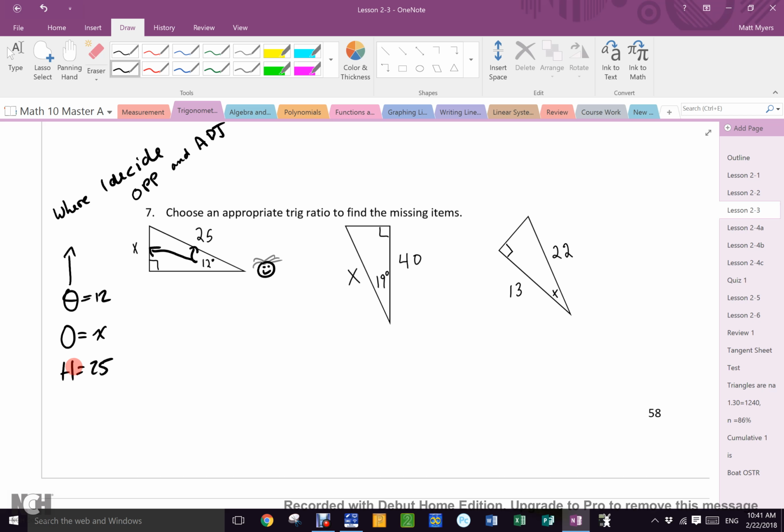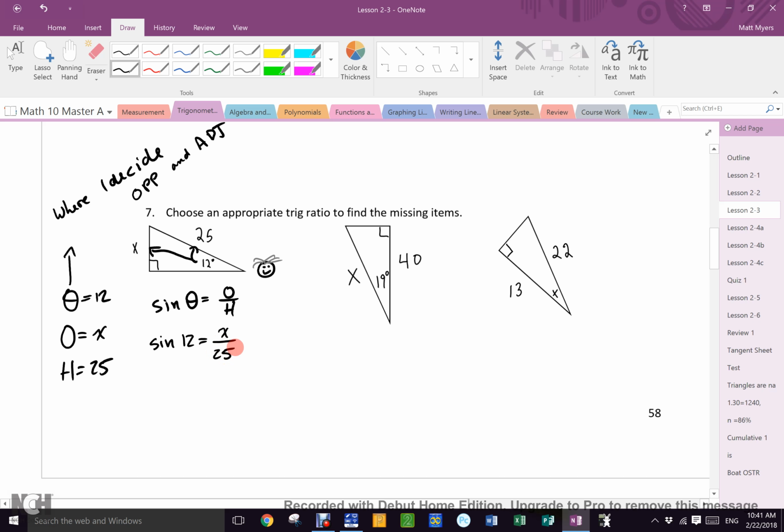What do we use? Which one? Sohcahtoa. We have to use sine or cos. Which one uses the O? Sine. Sine theta is O over H. Well, fill it in. Sine of what? Sine of 12 equals O, what's O? X over H. What's H?